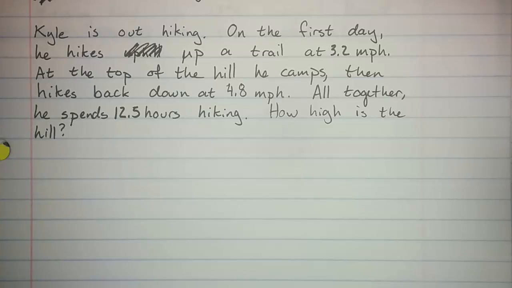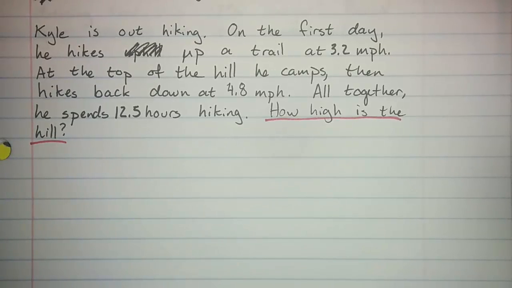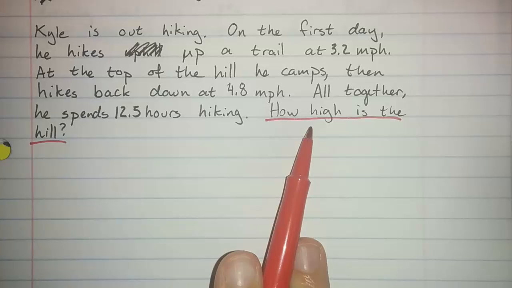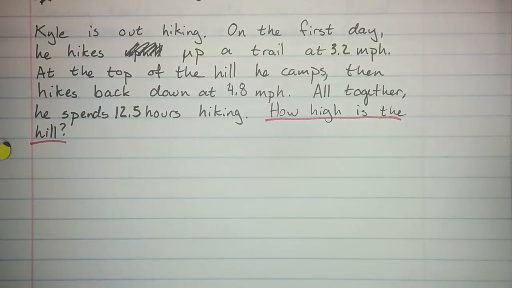Altogether, he spends 12 and a half hours hiking. And the question is, how high is the hill? There's only one unknown that we're asked for here. What makes me think I need a system? Well, I know how fast he's going, and I want to find out how far he's going, but in order to find that out, I need to know how long he spends hiking each way.